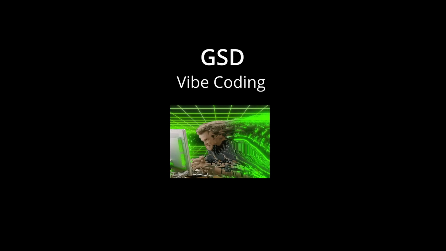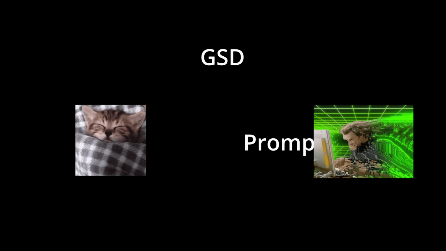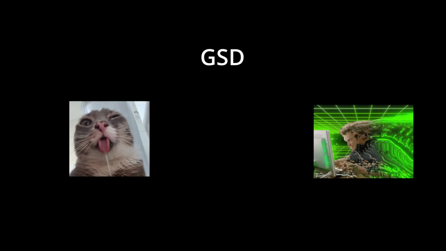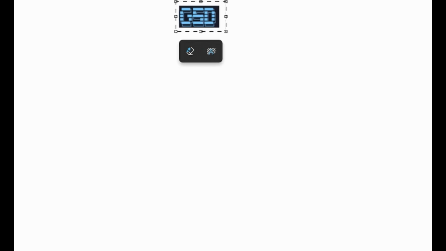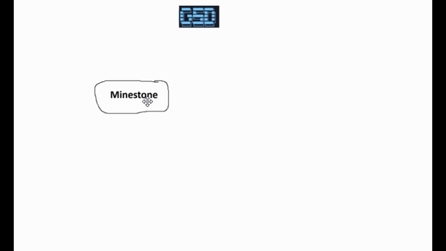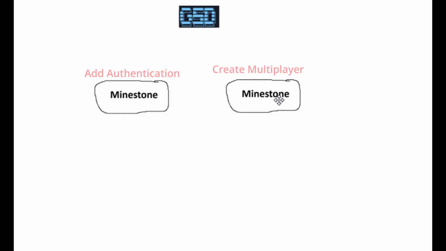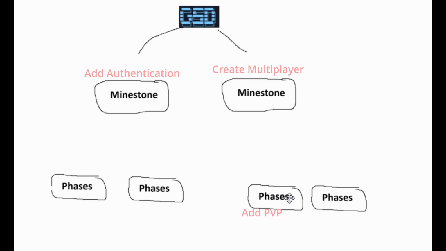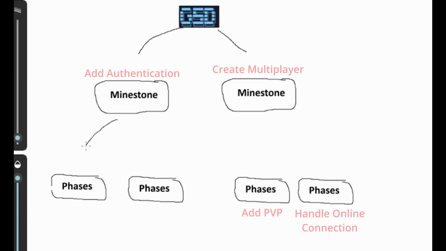In case you guys don't know what GSD is, it's basically a vibe coding development framework. When you text an AI in a long chat window, it starts forgetting details. The AI can easily get overwhelmed as the massive amount of code, error logs, and chats pile up. GSD comes in to save the day by splitting up the task into smaller, more digestible chunks. These are called milestones, which are like your big block tasks, such as add authentication or create multiplayer, which are then broken down further into phases like add PvP and handle online connection, and so on. So by doing this, you can keep feeding the AI work to do and it won't get overwhelmed.